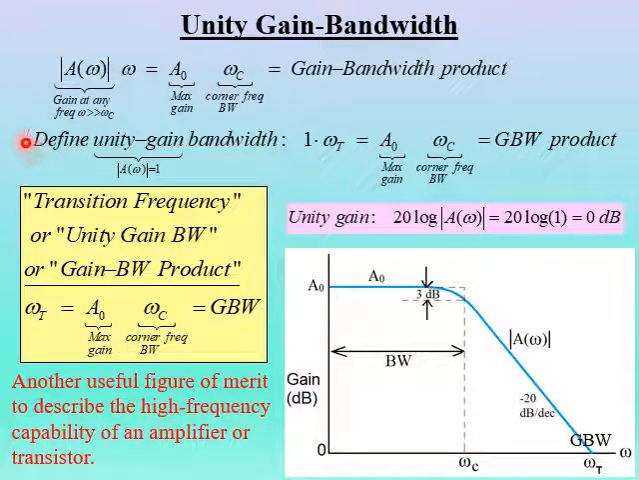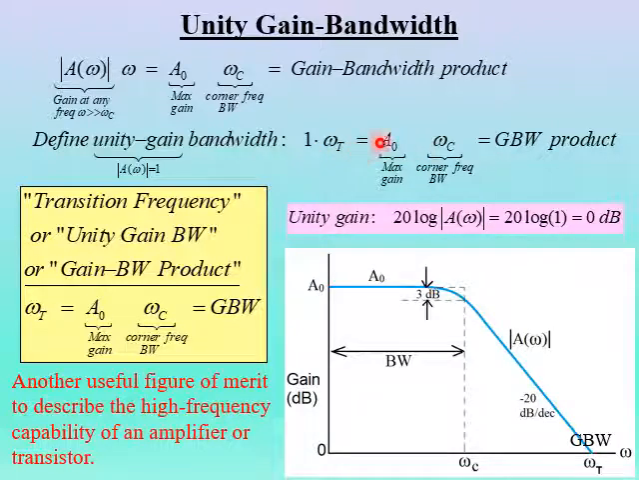Now, we're going to define something called the unity gain bandwidth. And unity gain just means that we set the gain to 1. So in our equation up here, A of omega, we're going to set to 1. And we're going to call omega, omega sub t. All right, this is a special frequency that is associated with unity gain.